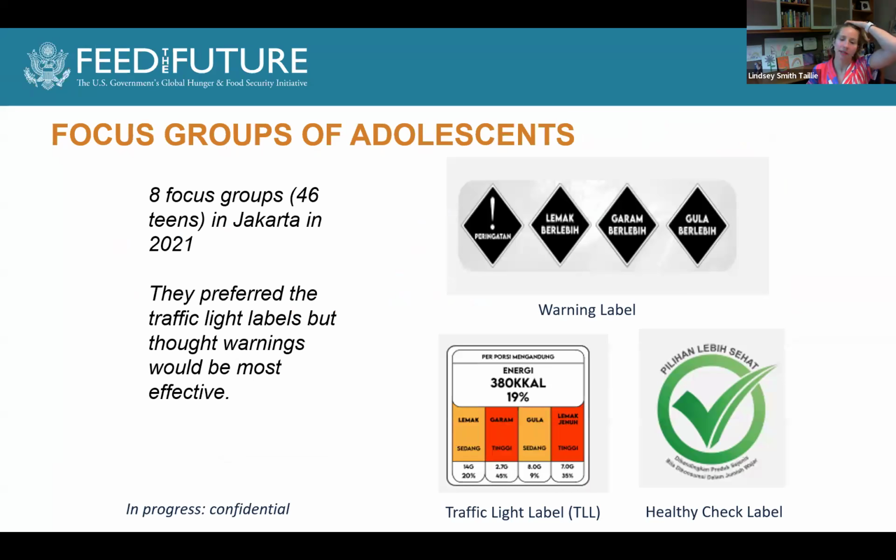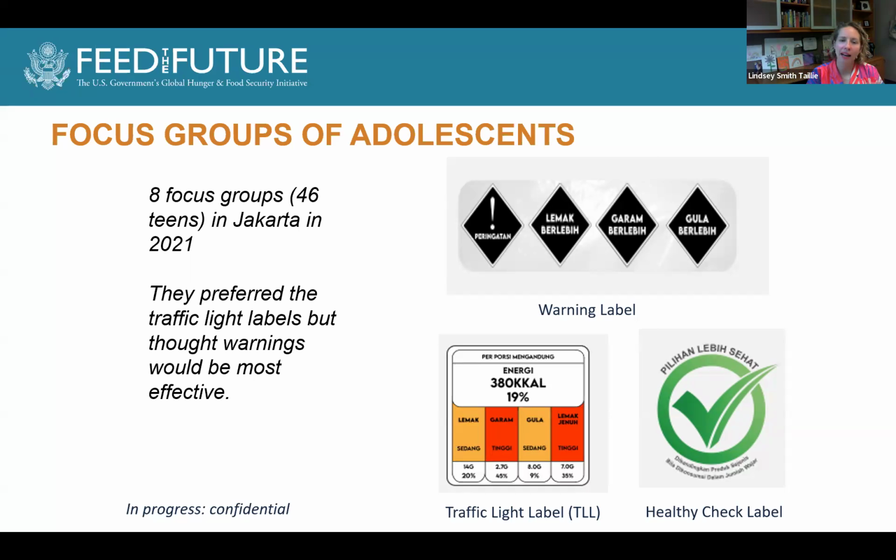So here's an example from a study that I recently did in Indonesia, where we were looking at adolescents and we were testing a warning label, which you see on the top, a traffic light label, which you see on the lower left side, and then a healthy check label. And what the adolescents told us is that they really like this traffic light label, right? They thought it was friendly. They thought it was colorful. They felt that it was more informative and scientific because it has all these numbers on it. So it seems on its face like this would be the one that would be the most informative, the one that would be most helpful.